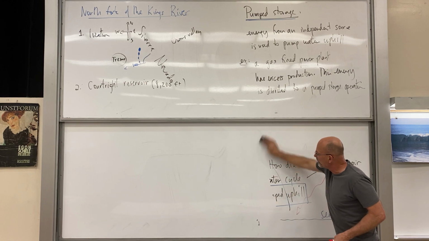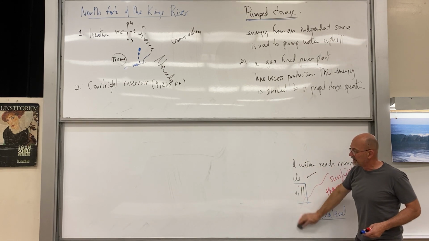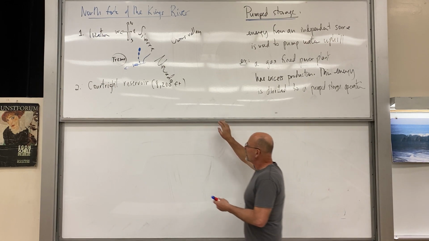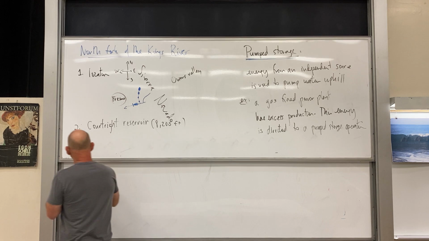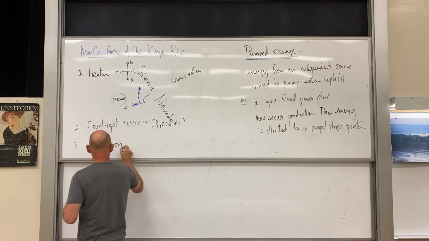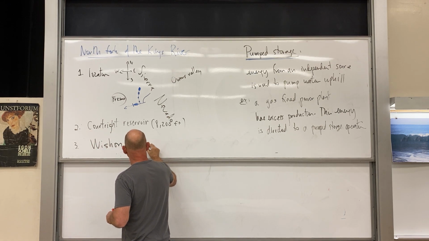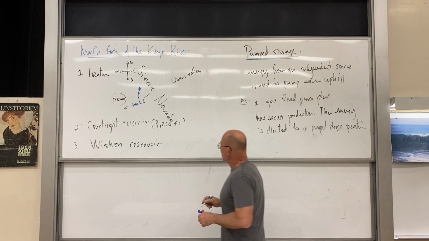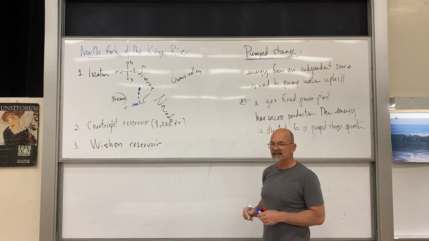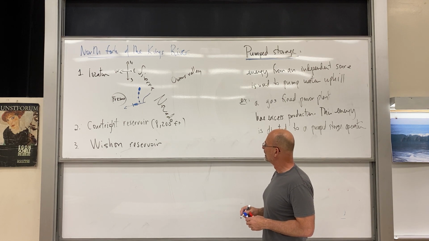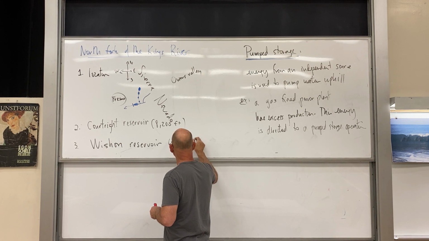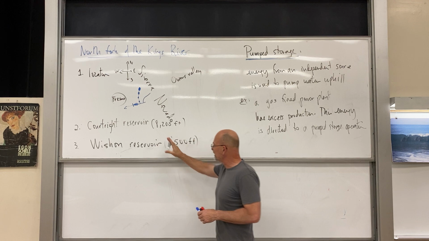Okay, so after Courtright Reservoir, which is the highest one, 8,200 feet, put this right here, you have Wishon Reservoir. If memory serves, that's about 6,600 feet. 6,000, maybe 6,500, maybe a little more. Guys, check it out. Okay, you can find out these elevations.